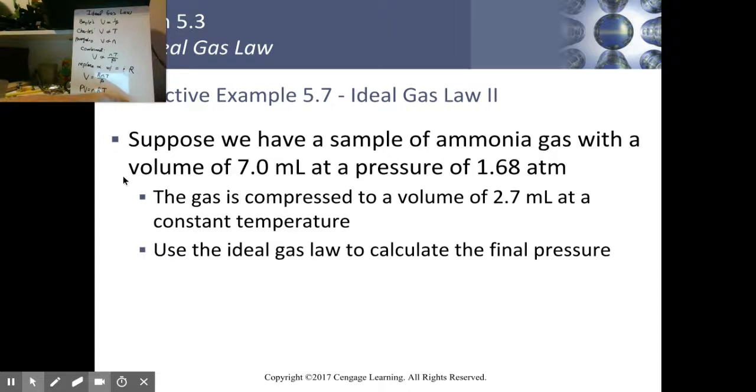So here we go. Suppose we have a sample of ammonia gas with a volume of 7 milliliters. So we're going to convert that to liters. So 7 milliliters equals 0.007 liters. A pressure of 1.68 atmospheres. And the gas is compressed to a volume of 2.7 milliliters at a constant temperature. So our temperature is constant. So we have a V1 and a V2.